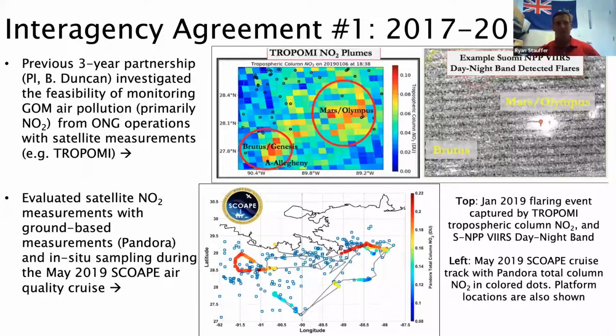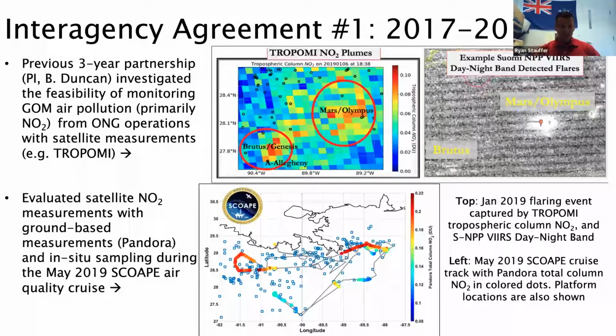And then also as part of this interagency agreement, the agreement really culminated in what we call the SCOPE cruise, which I believe I presented at HAQAST before on this. That's the Satellite Coastal and Oceanic Atmospheric Pollution Experiment. It was a 9-day cruise in the Gulf of Mexico to evaluate satellite measurements with the ground-based Pandora spectrometer, so looking directly at the sun to get measurements of the column amount of NO2 as well as other trace gases, and also using in situ sampling during this May 2019 cruise.